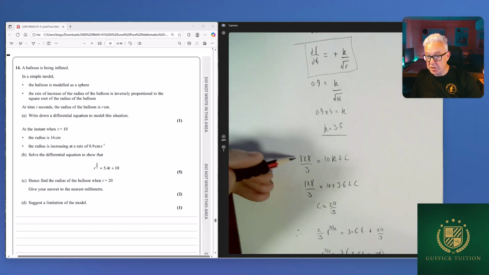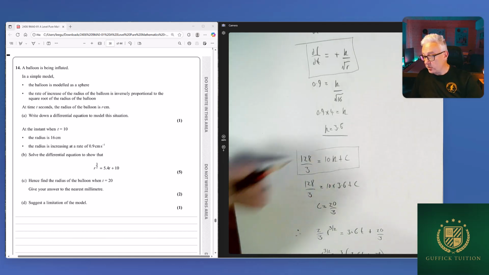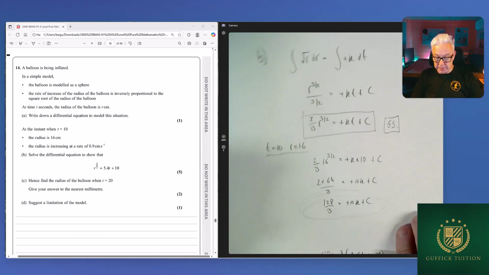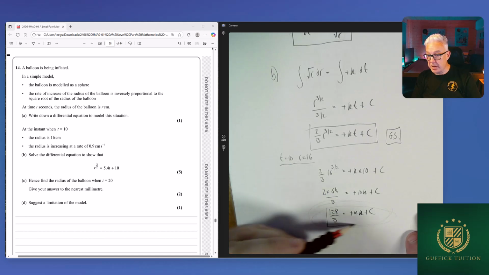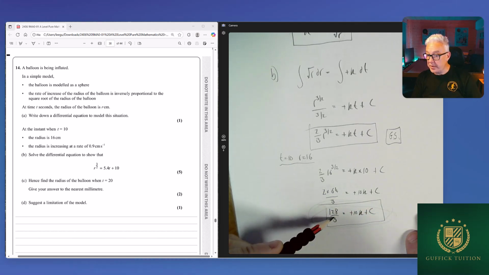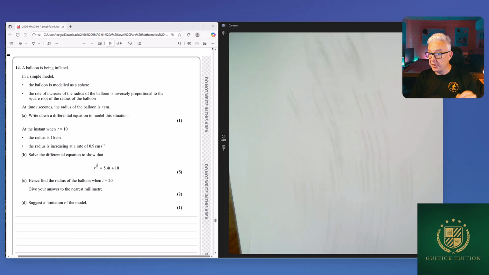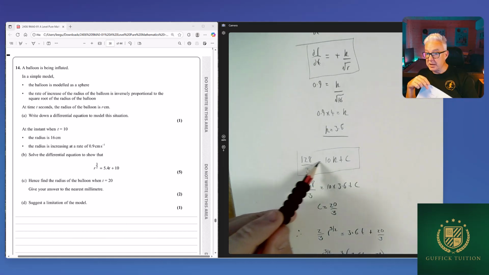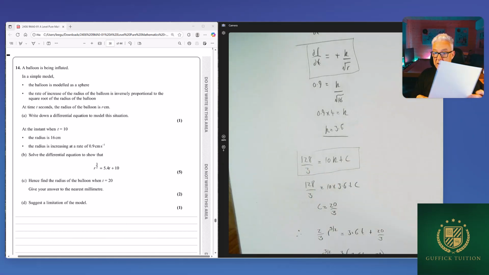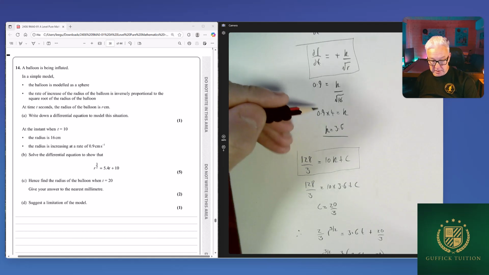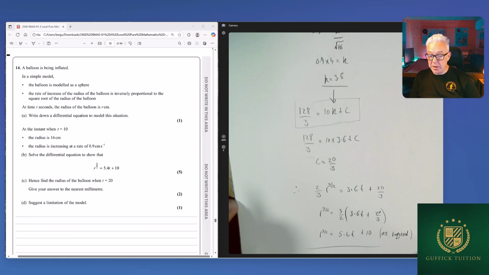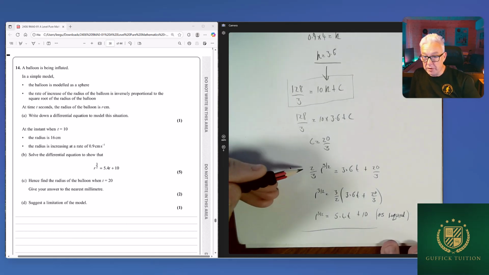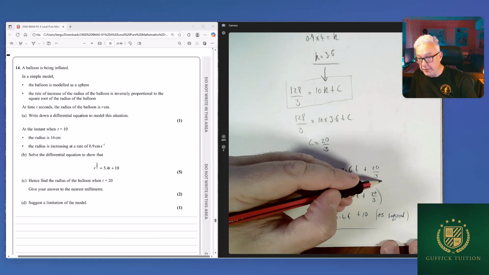We can come back to the equation that we just found a moment ago, when we subbed in our t is 10 and r is 16, we got to this expression here. So we're going to sub the k into there. There's the expression from just a moment ago, and we're going to sub in k is 3.6. When we do that, that gives us that c is 20 over 3. So we've got this equation here.